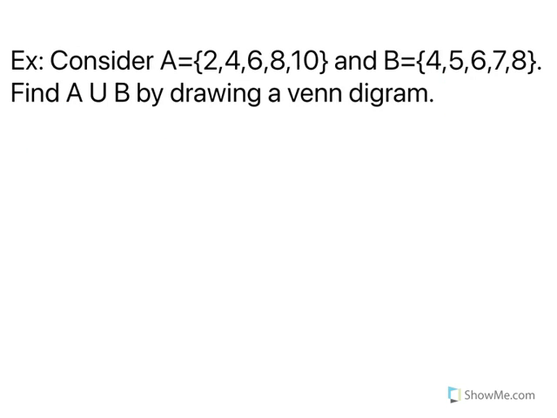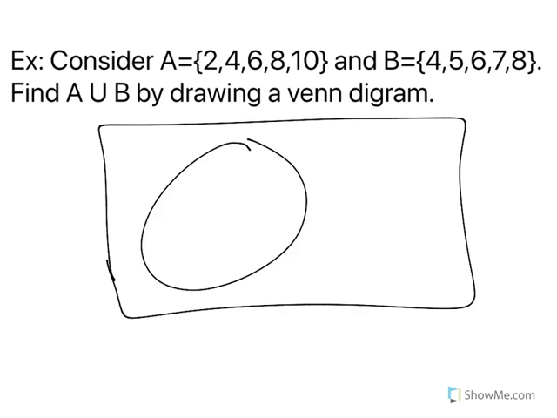Consider the set A of 2, 4, 6, 8, and 10, and then set B of 4, 5, 6, 7, and 8. Find A or B by drawing a Venn diagram. Now, one thing that I like to do, I think Venn diagrams are very helpful because it gives you a nice visual. So I have A over here and I have B over here.